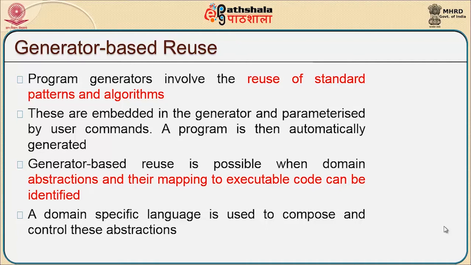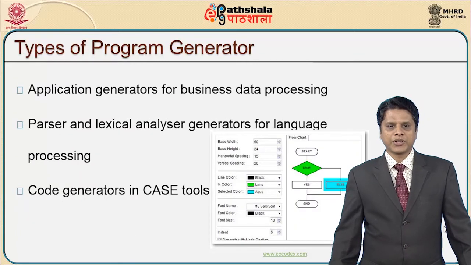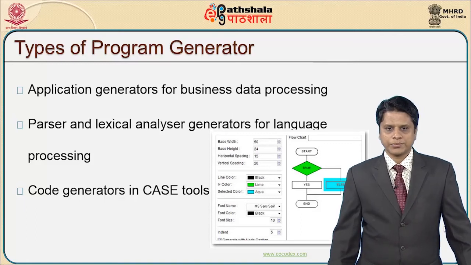Generator based reuse is possible when domain abstractions and their mapping to executable code can be identified. In any case where domain abstractions are predominant and their mapping is clearly indicated, we go for generator based reuse. A domain specific language is used to compose and control these abstractions. If you look at the types of program generator, there is the application generator for business data processing, the parser and lexical analyzer generator for language processing, and the code generator for CASE tools.